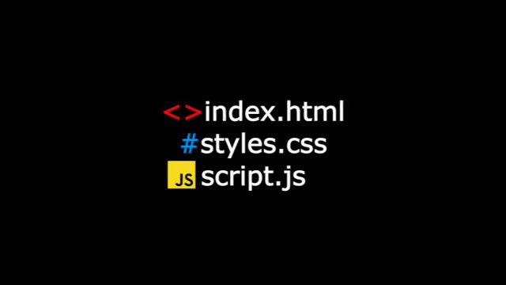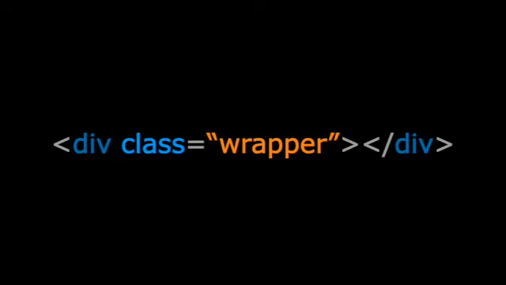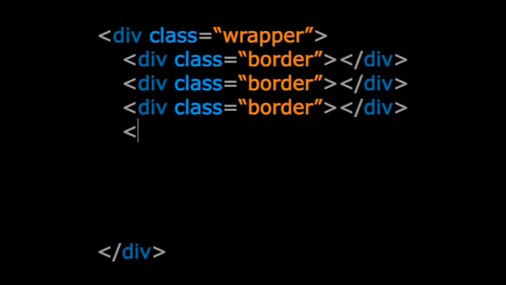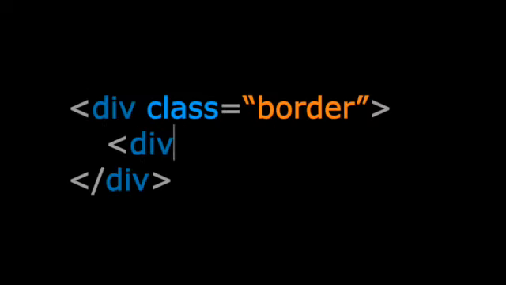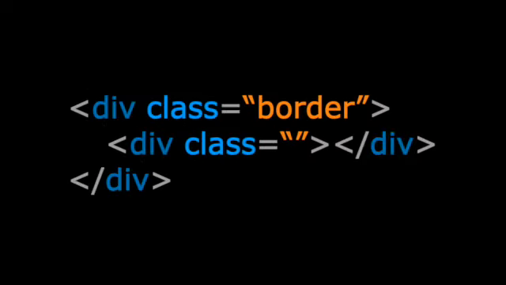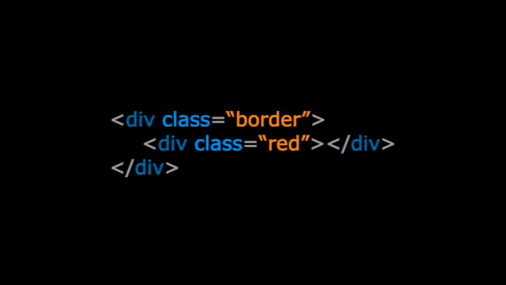First, do you have the 3 files in your VS Code? Index.html, styles.css, and script.js? Okay, good. You can code in the HTML with a div with class wrapper. Next, add in 8 divs, all with the class of border. Then, you want to add in another div within the border divs. You'll want 8 different colors for these divs, so add a class of the colors red, lime green, blue, yellow, cyan, magenta, orange, and green.